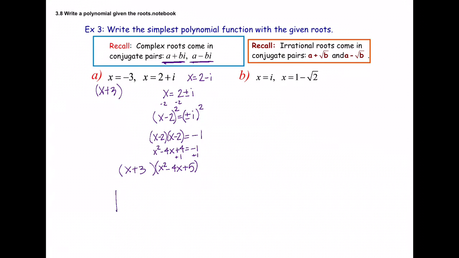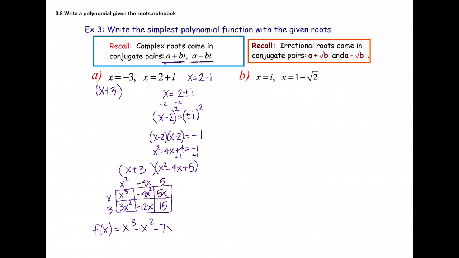So you can distribute, or you can use a generic rectangle, whichever method you prefer. Generic rectangle saves me some space, and I make sure that I distribute everything from one parenthesis to the other. So I get x cubed minus 4x squared plus 5x, 3x squared, negative 12x, 15. So when I combine my like terms, I get a polynomial function that is x cubed minus x squared minus 7x plus 15.